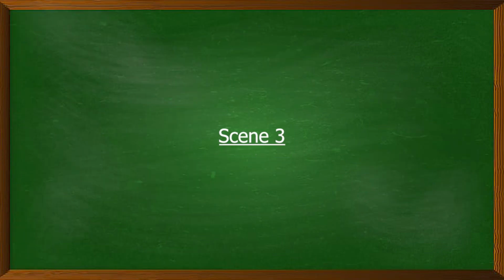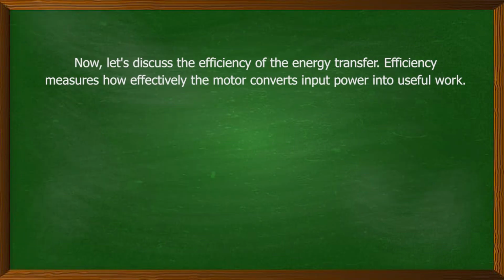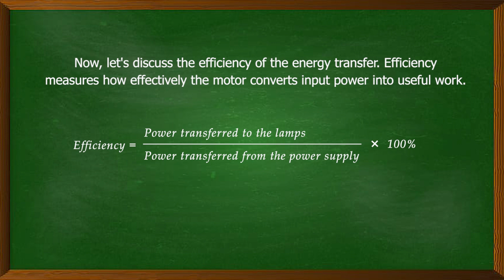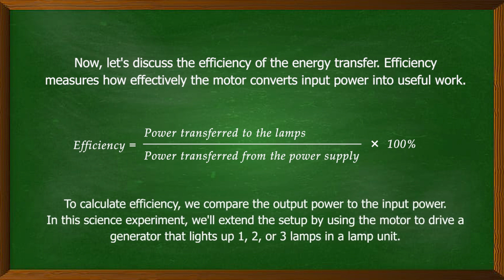Scene 3. Efficiency calculation. Now, let's discuss the efficiency of the energy transfer. Efficiency measures how effectively the motor converts input power into useful work. Efficiency is equal to power transferred to the lamp divided by power transferred from the power supply, multiplied by 100. To calculate efficiency, we compare the output power to the input power.